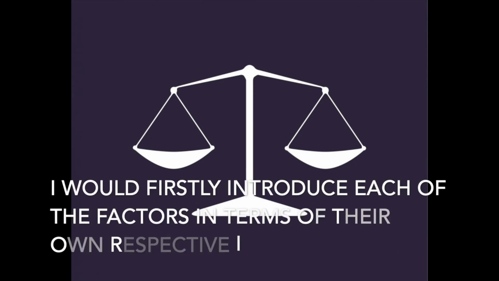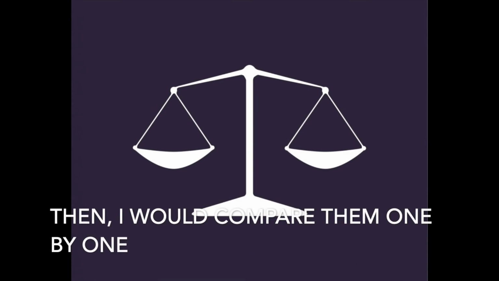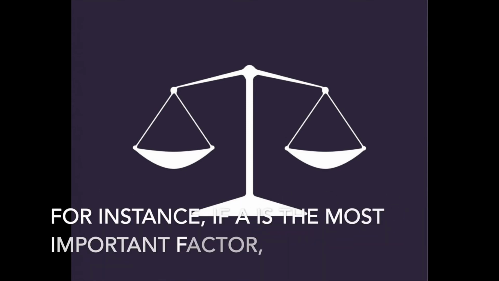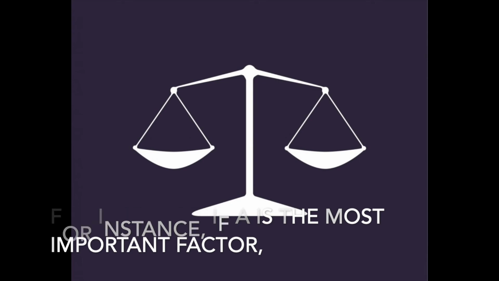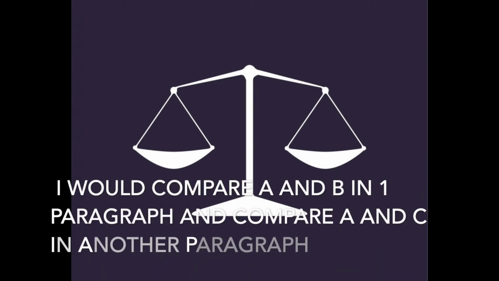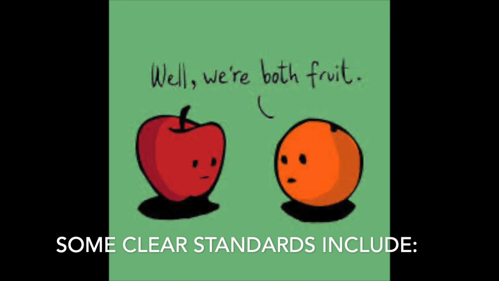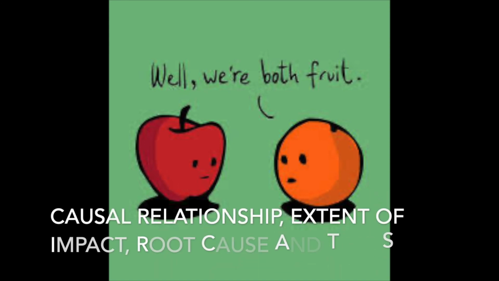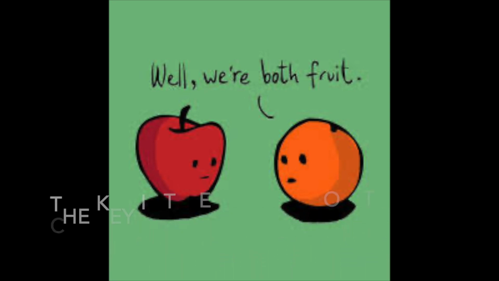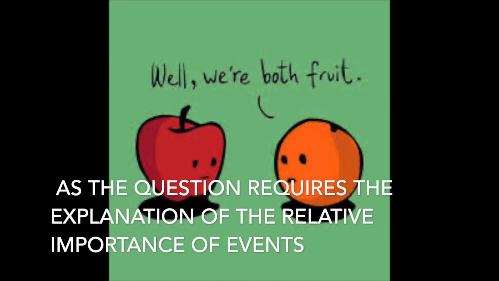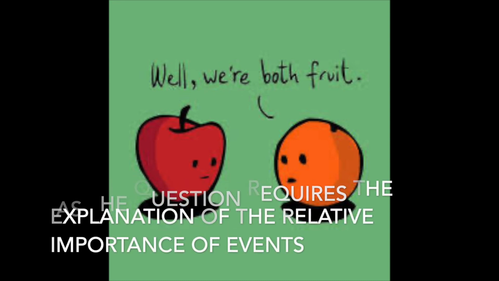I would firstly introduce each of the factors in terms of their own respective influence in a period. Then, I would compare them one by one. For instance, if A is the most important factor, I would compare A and B in one paragraph, and then compare A and C in the other paragraph, both showing that A is more important. Some clear standards include causal relationship, extent of impact, root cause, and time span. The key is to elaborate on the comparisons as the question requires explanation of the relative importance of events.